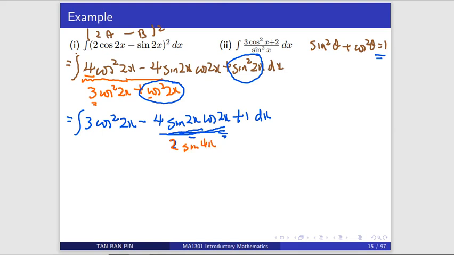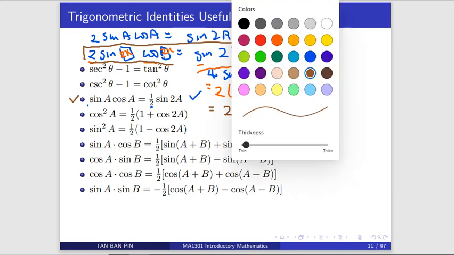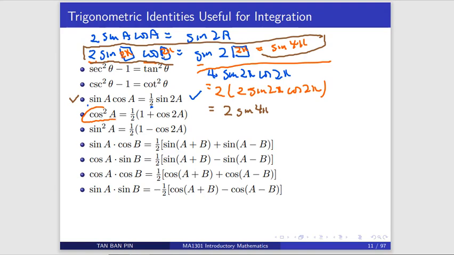Next, we'll be looking at the cosine square 2x term. The cosine square 2x term, you can also use an identity. If you're looking at cosine square a, it is half bracket 1 plus cosine 2a. So it's cosine square a. A you change it to box. So it's cosine square box equal to half bracket 1 plus cosine 2 box.